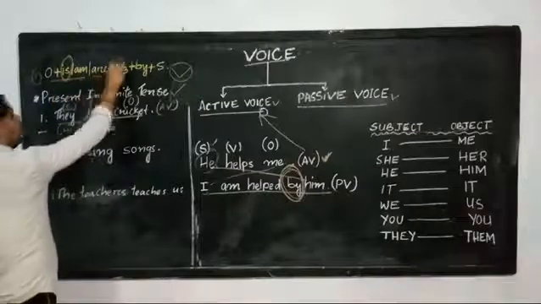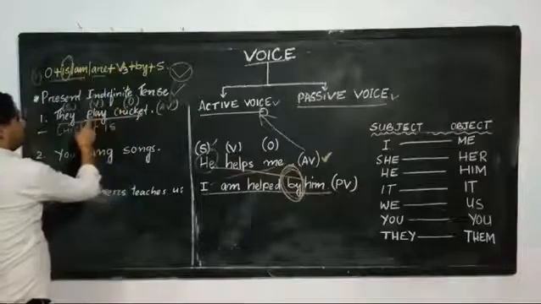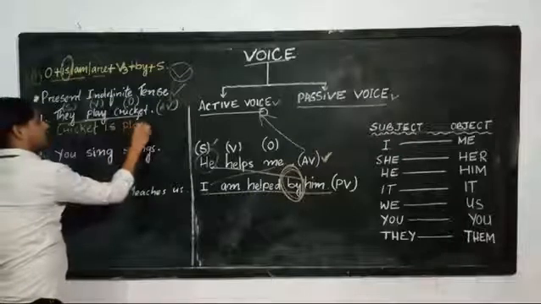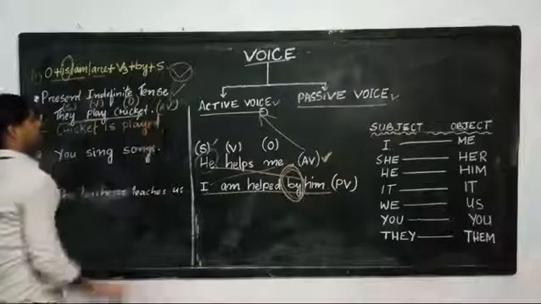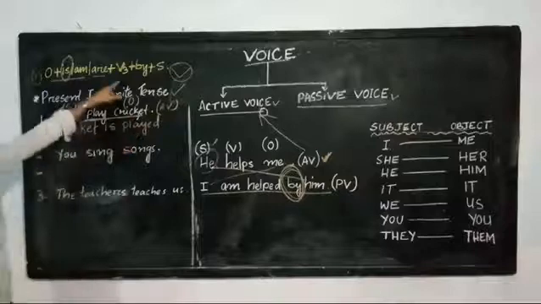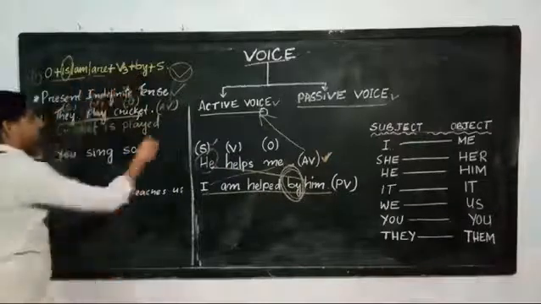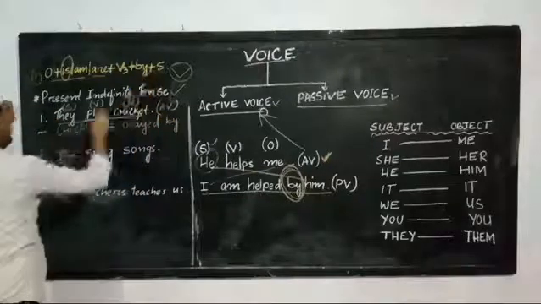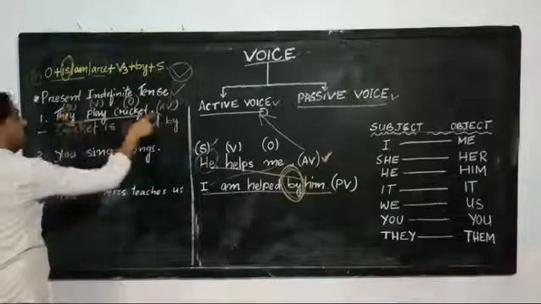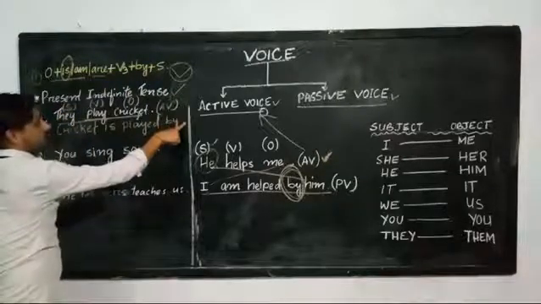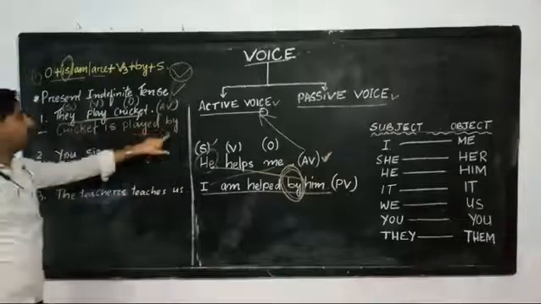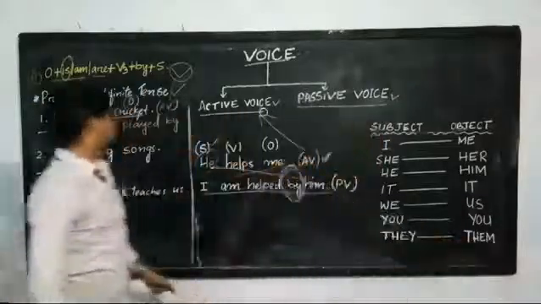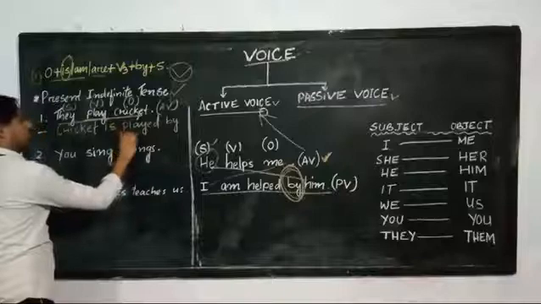So after this, what is there? Third form of verb. This is the verb play. What is the third form of play? Played. Cricket is played. Then what is there after V3? By. You will add simply by. Then the subject. This subject will come here in the object place in the passive voice. And what I told you, they will change to them.